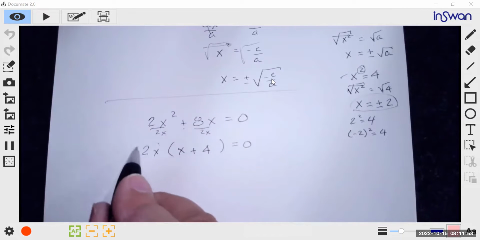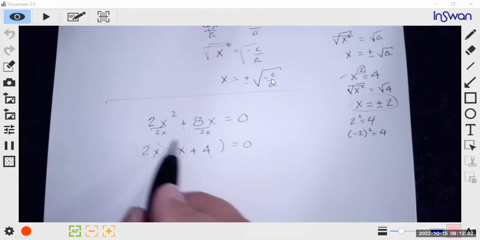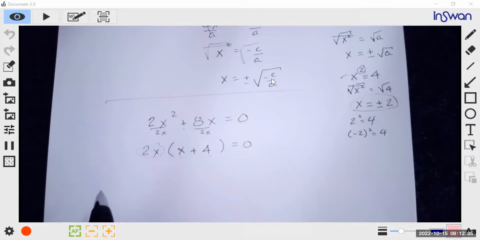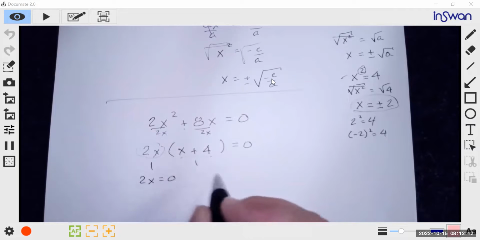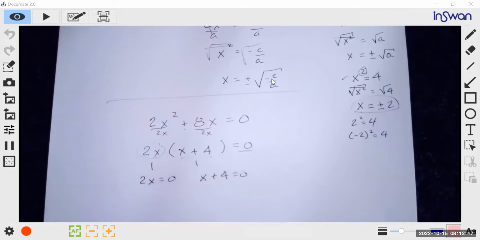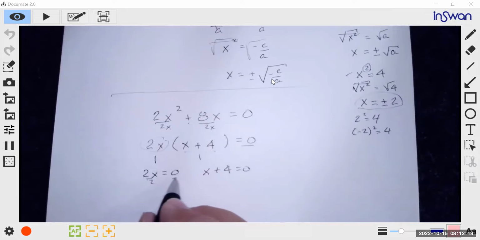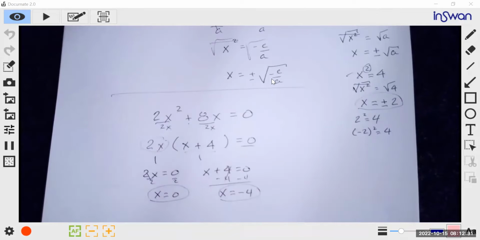So whenever you have a common factor you take out, both of these have the same factor, to see what goes inside there, just divide both of those by what you factored out. Then set both of those equations equal to 0, because it has to equal 0. So x is 0. And x is negative 4. So those are the answers for that equation.